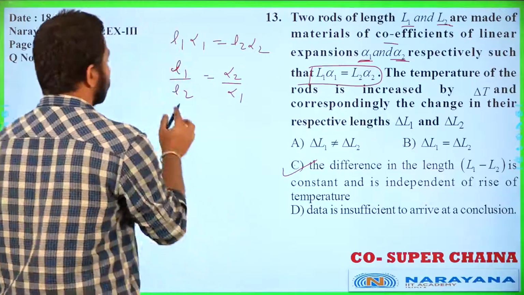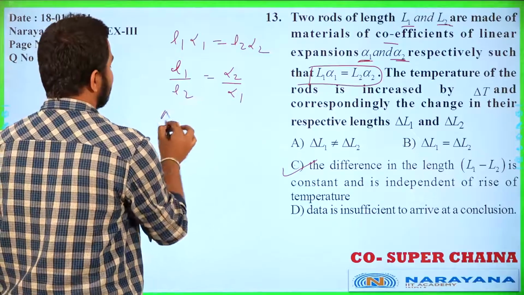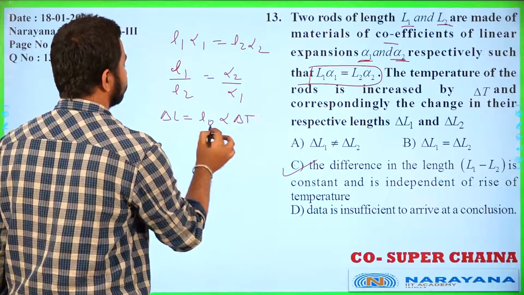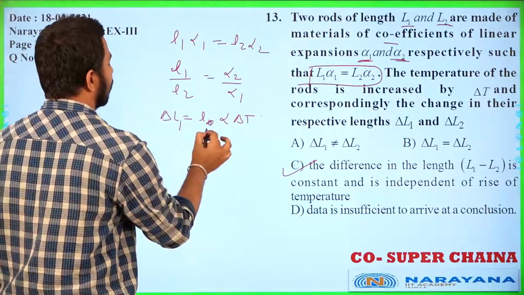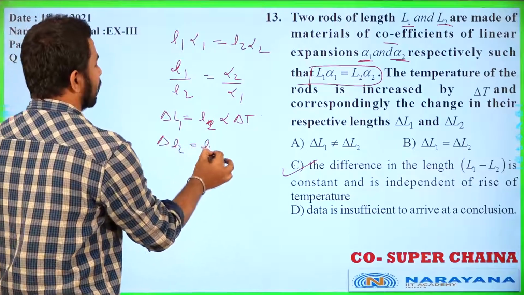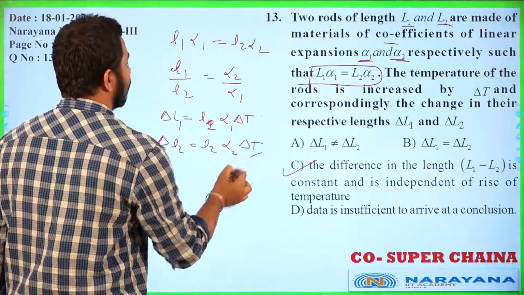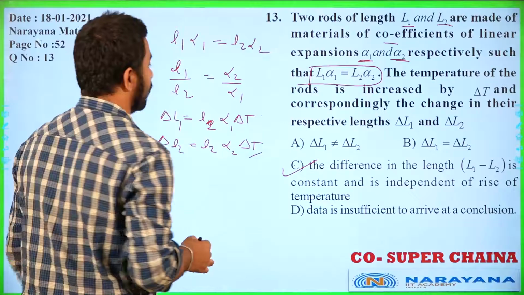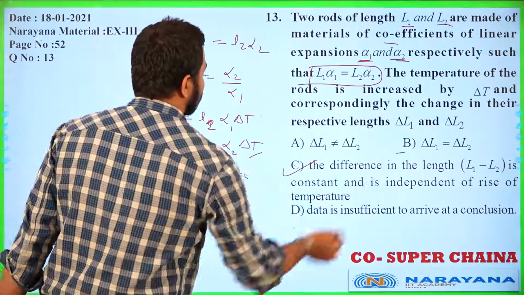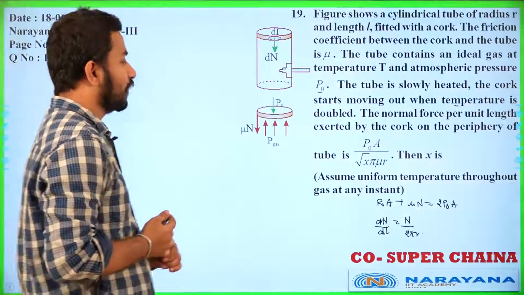We know that delta L will be nothing but L naught alpha delta t. Delta L1 will be nothing but L1 alpha 1 delta t. Similarly, delta L2 will be nothing but L2 alpha 2 delta t. Delta t is the same here. So if I equate this, I am getting delta L1 equal to delta L2. So both of these are correct, right? So let's move to the next one now.